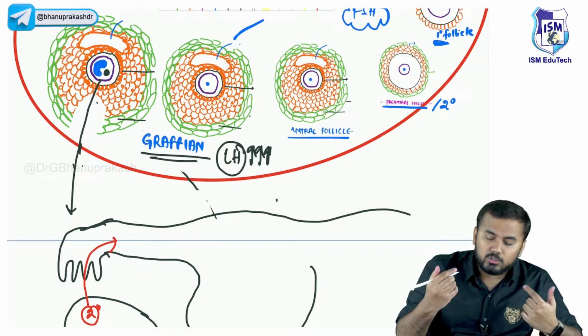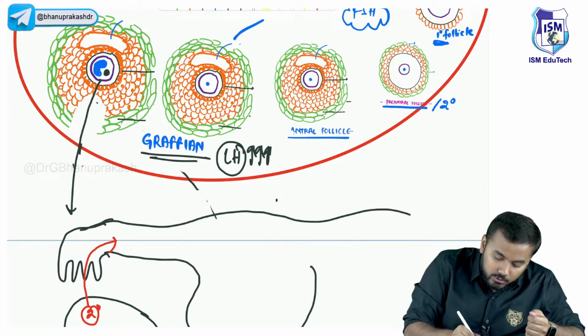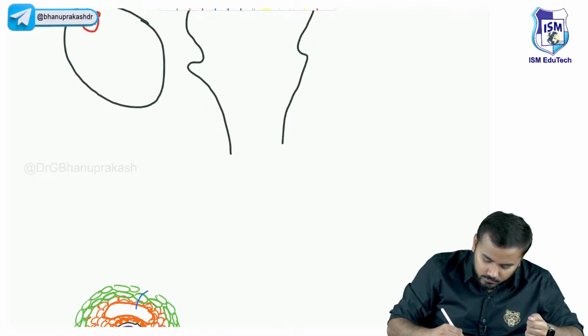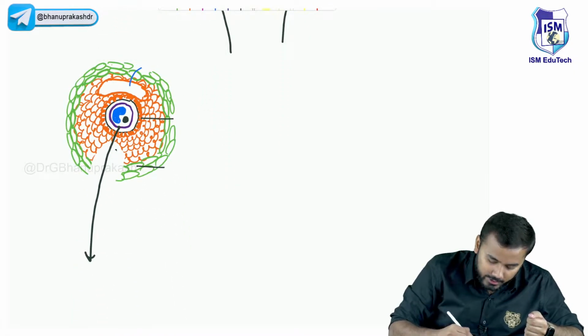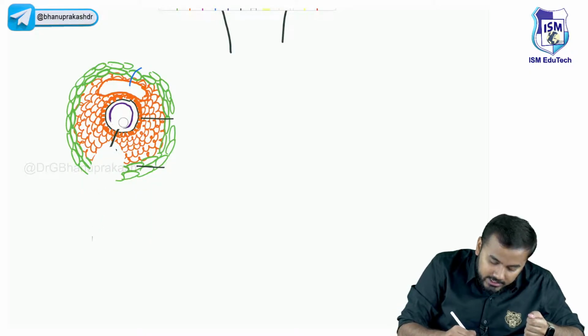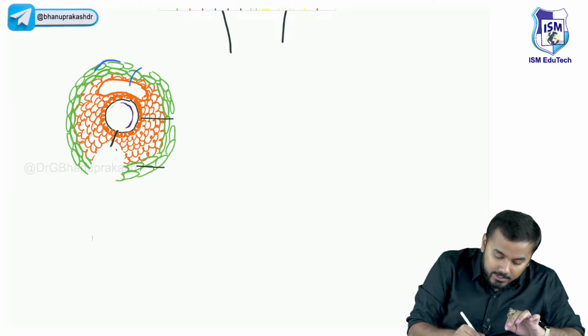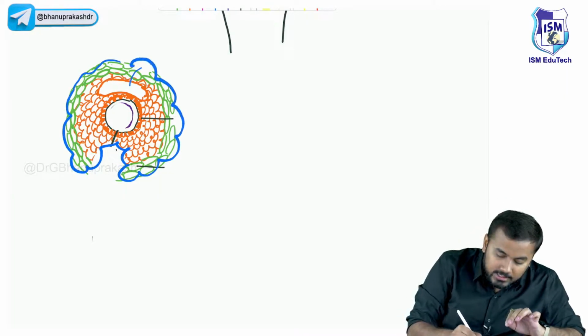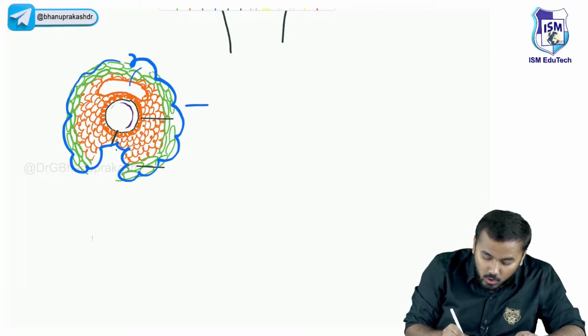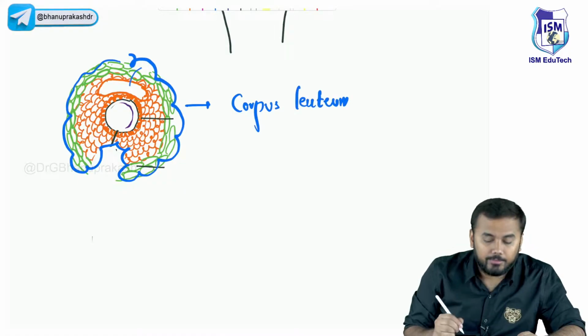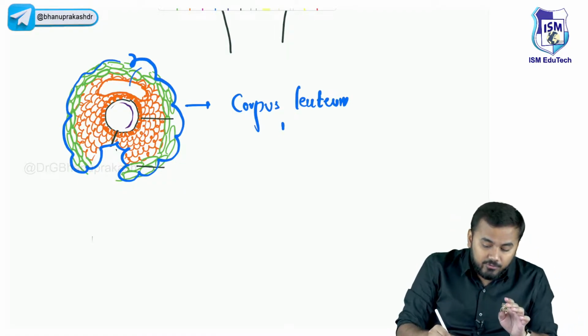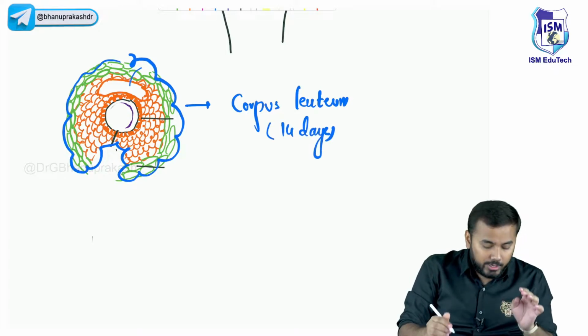After ovulation, what is going to happen next? You see, this is the material which has been ovulated. Now once this ovulation has happened, there is no secondary oocyte. This box is completely empty. Now what will happen here? This leftover part is what is called your corpus luteum. This corpus luteum will wait for 14 days.